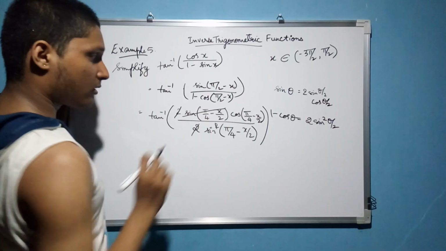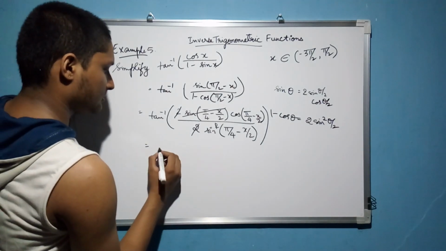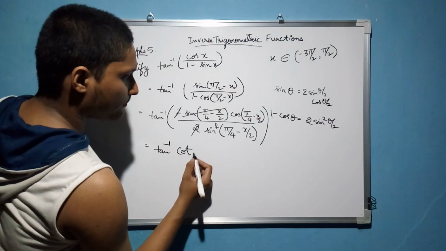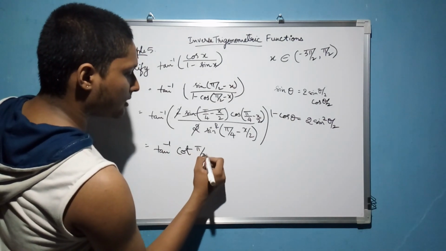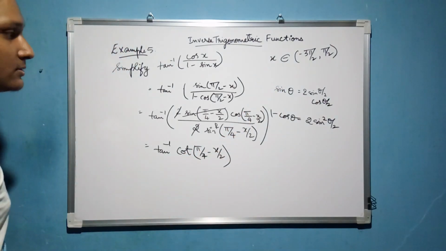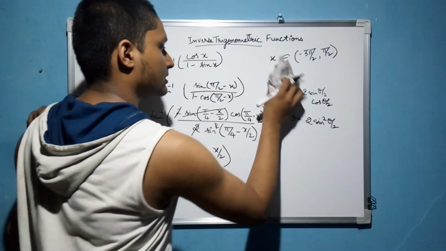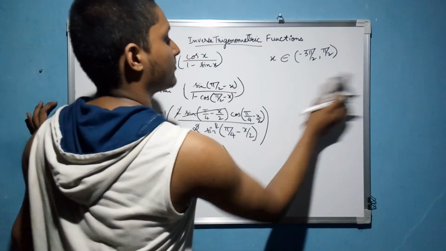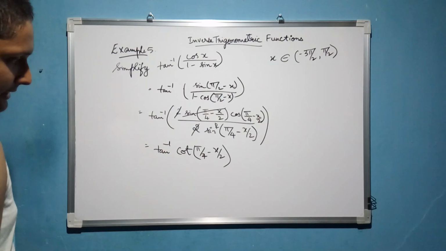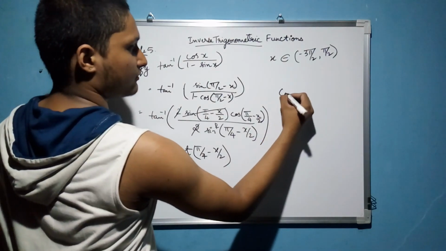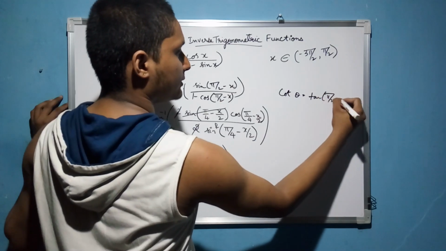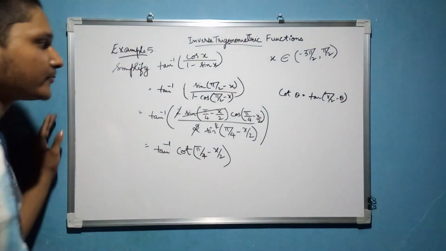This becomes cot or tan inverse of cot of pi by 4 minus x by 2. Okay, these many things I have used now. These two things I have already used. I'll rub this off. I need to use one more identity at the last. What is this identity? So cot theta is equal to tan of pi by 2 minus theta. That is the same thing you're going to get here.